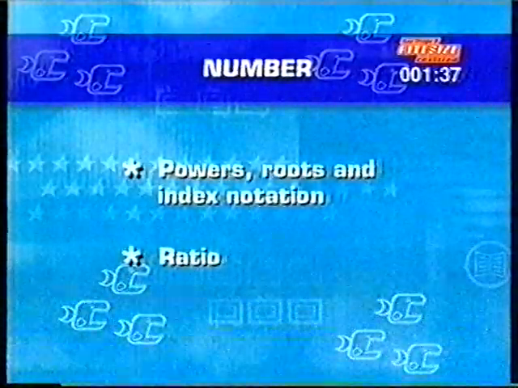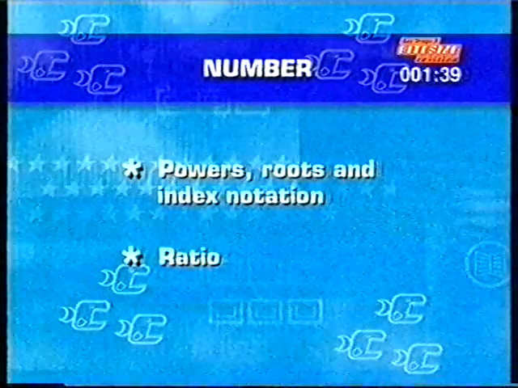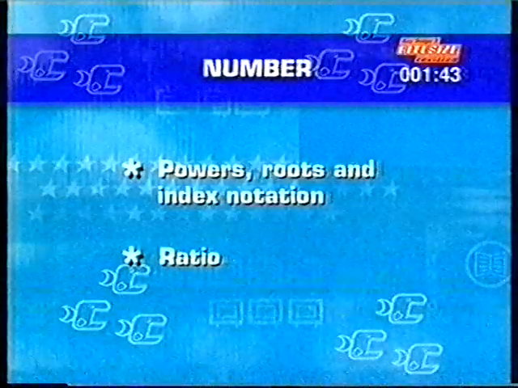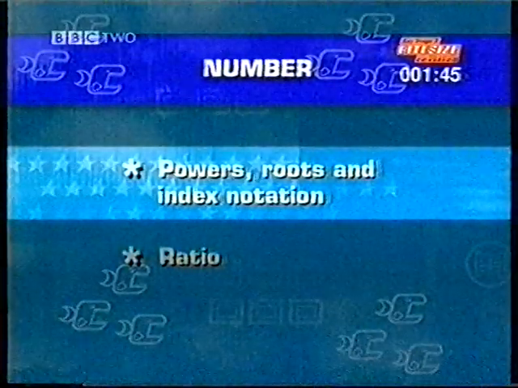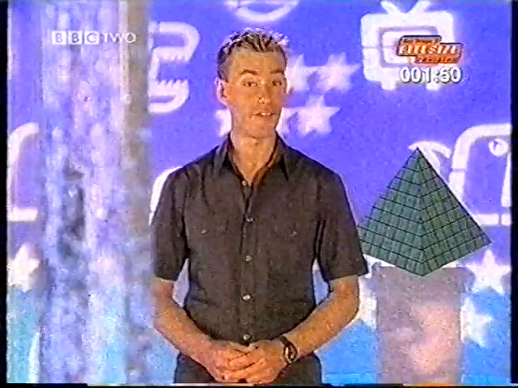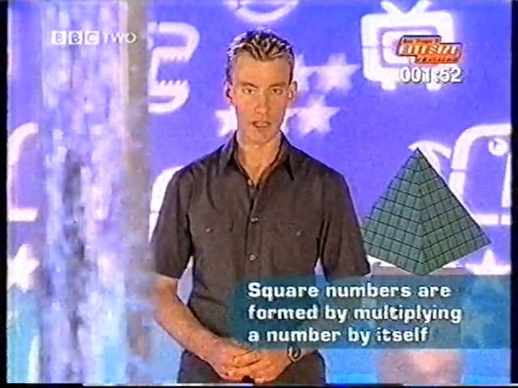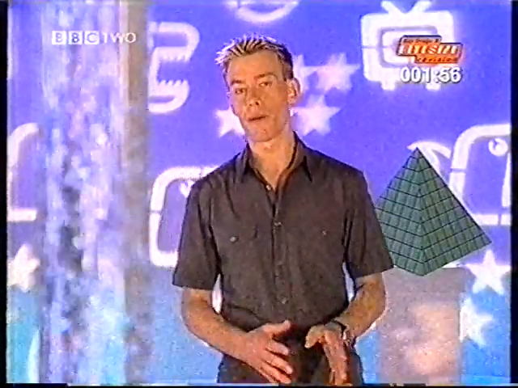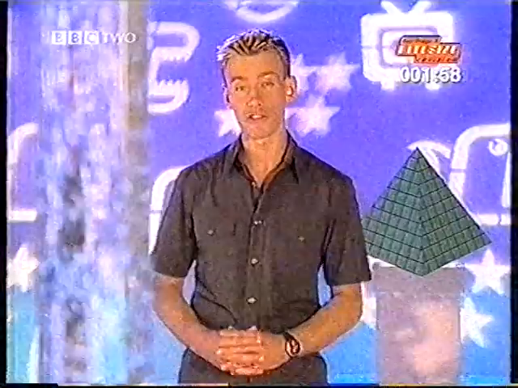This section on number is split into 2 units, one on powers, roots and index notation, and the other on ratio. Let's start with powers, roots and index notation. First, some definitions. Square numbers are formed by multiplying a number by itself. You can think of square numbers in terms of the area of a square. Let me show you what I mean.